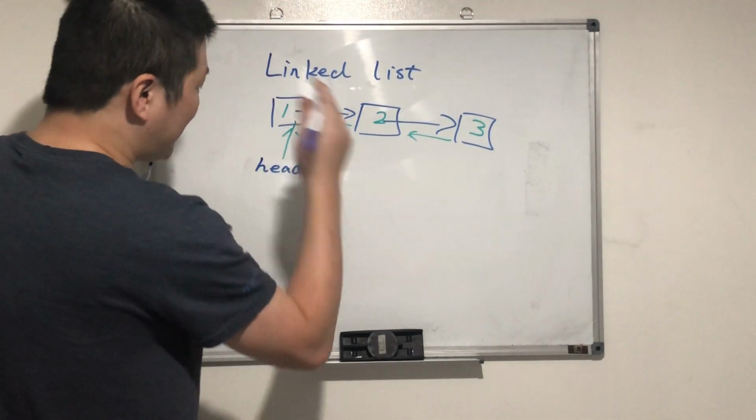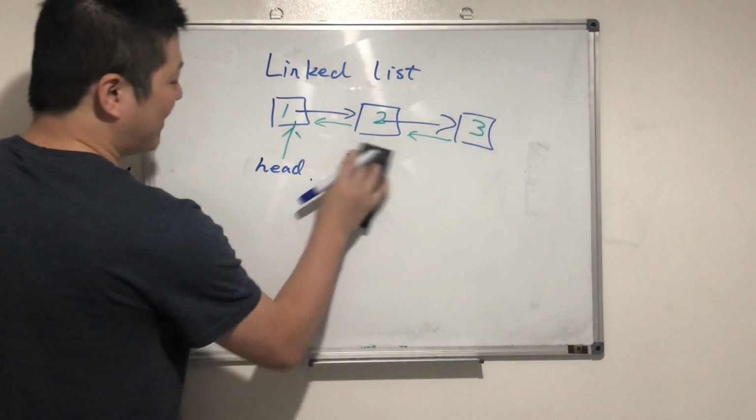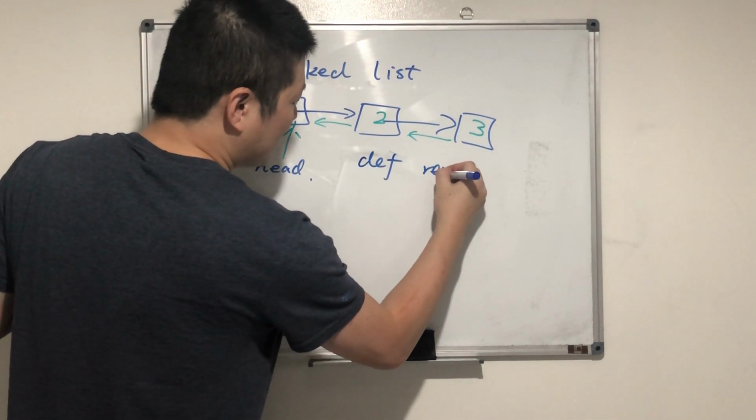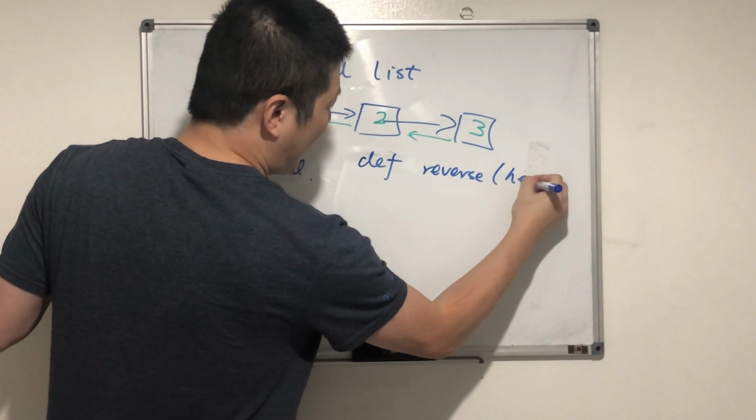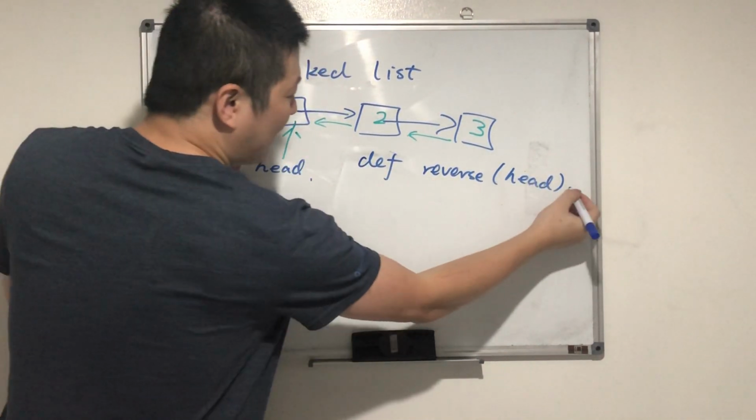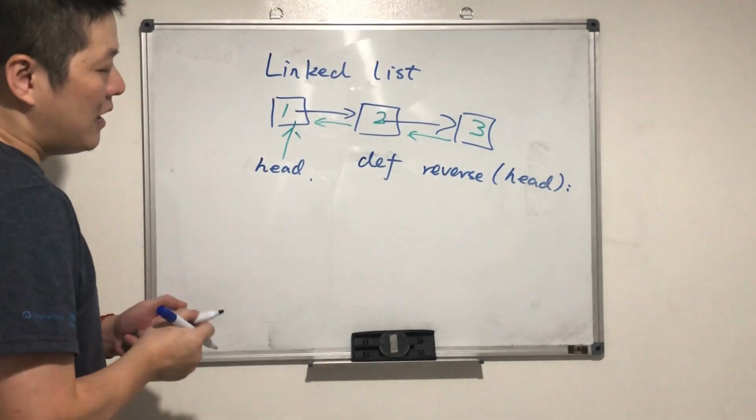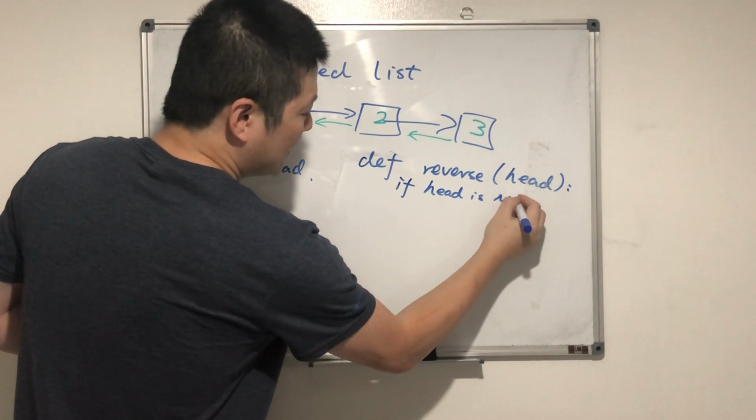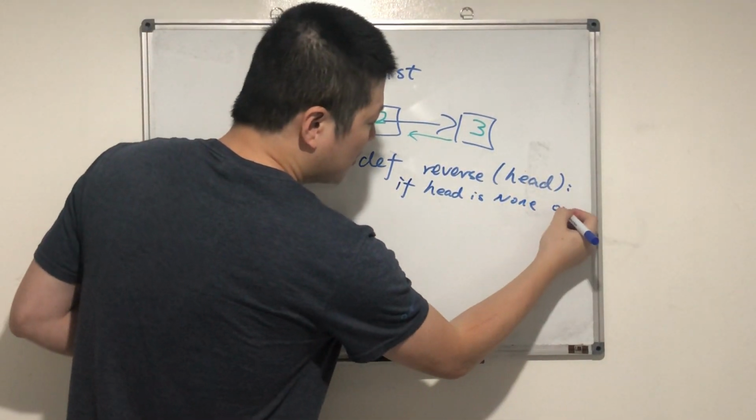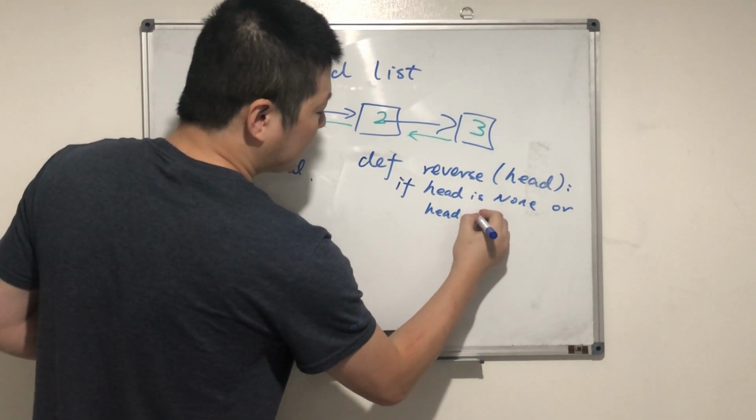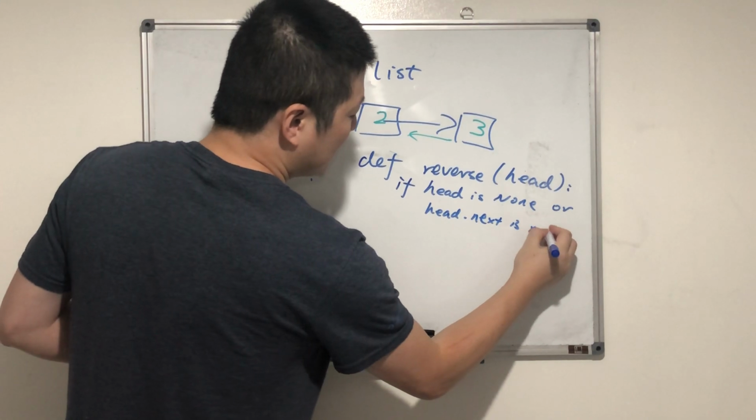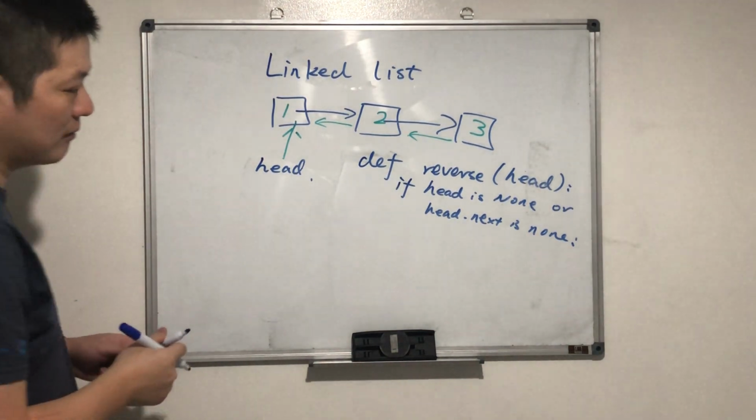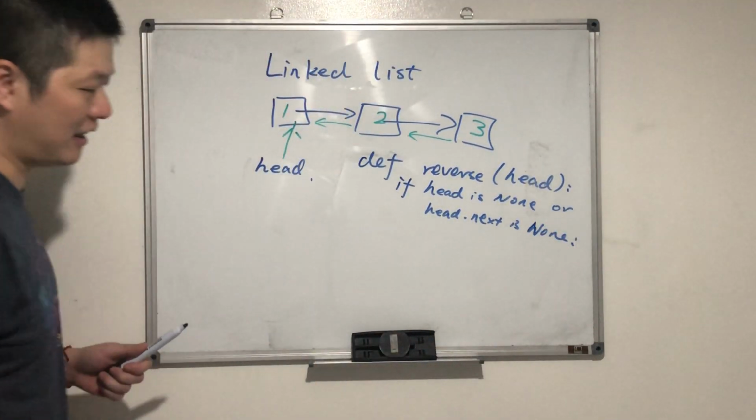Okay, so now how can we do it? We're going to define a function, okay? Define reverse linked list. Define reverse, let's give it a head. Colon. Yeah. So if head is none or head dot next is none. So if it's just a single node, or if it's none, and now it is lowercase, right? Good catch.